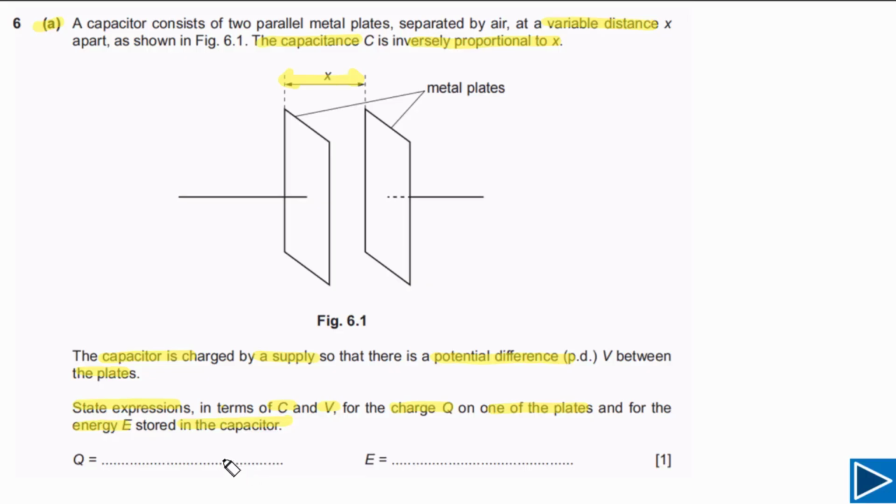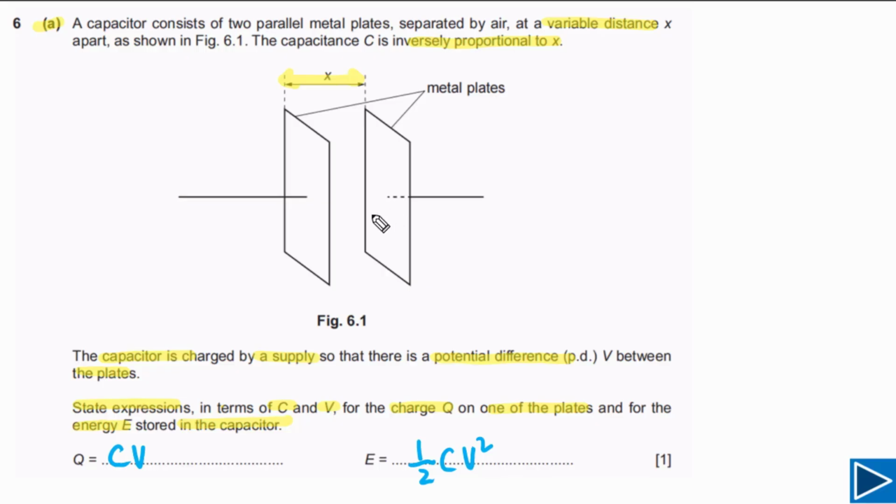It simply means that we need to write down expressions for Q and E, but our expressions have to be in terms of C and V. As this question is asking us to write down expressions for Q and E, for Q we can write down Q is equal to CV. And for E, we can write down this is equal to 1/2 CV squared. So this is what you need to write down for this question.